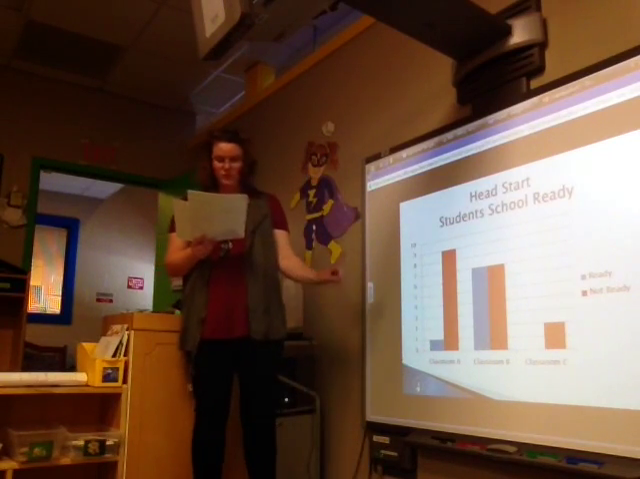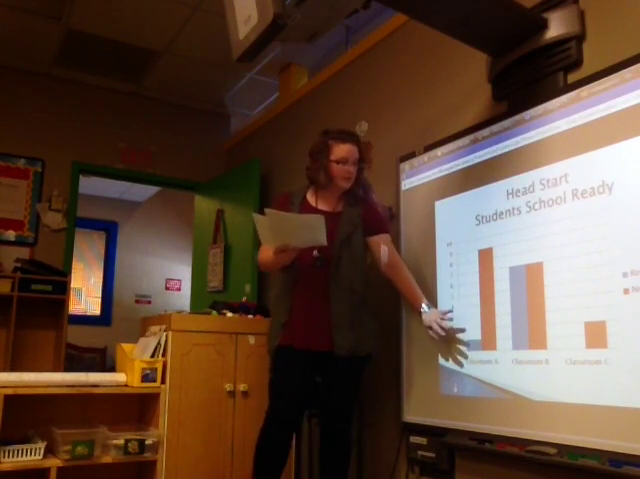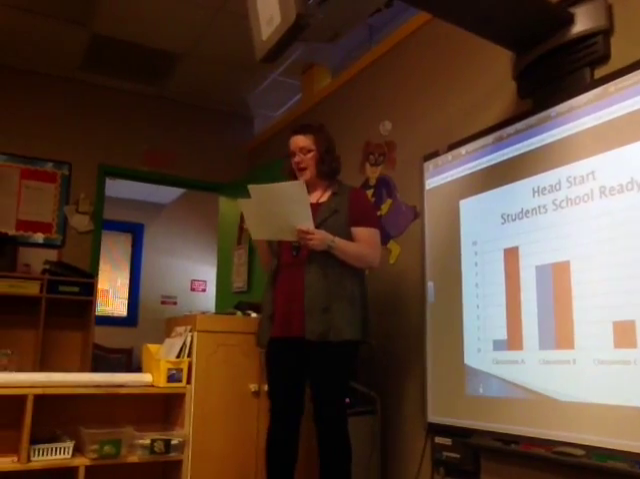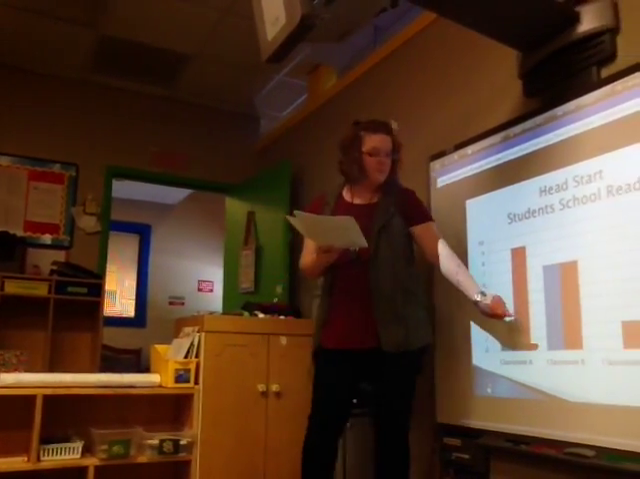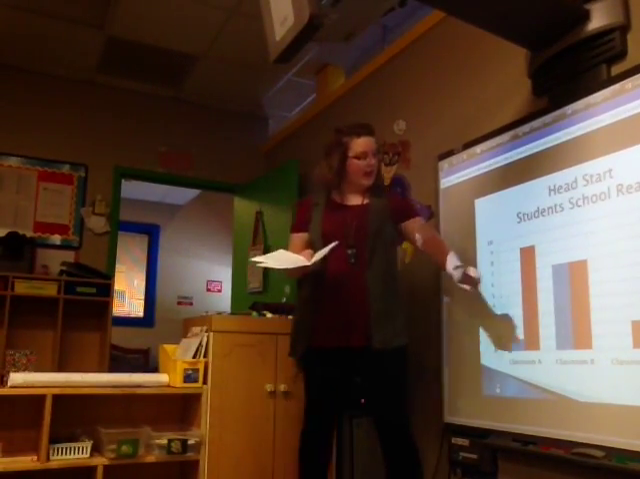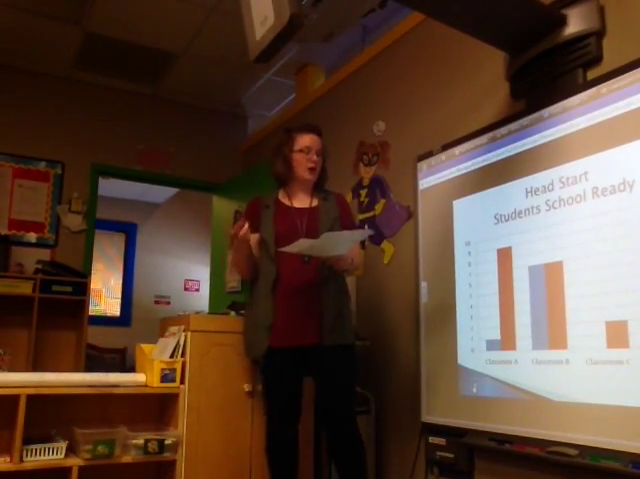And this graph indicates that. Also, with this graph, we're looking at the ready and not ready. So the blue tells us that in Classroom A, out of the 10 that were tested, only 1 student was ready for kindergarten. Out of Classroom B, it was half and half. 7 were ready and 7 were not ready. And out of Classroom C, 0 children were ready and 2 were not ready.